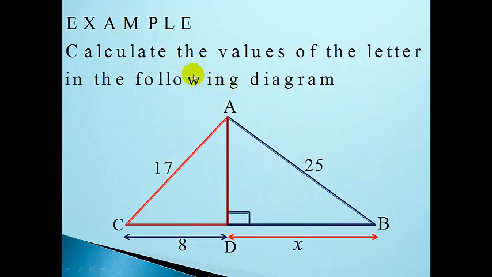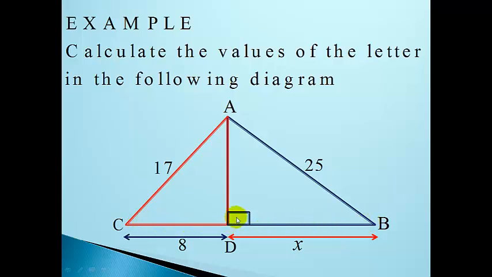Now let's look at this problem. Calculate the values of the letter in the following diagram. Considering this diagram, A, D, B is a right angle triangle. This is a 90 degrees angle. We know that CB is a straight line, and the angle a straight line makes is equal to 180 degrees. That is, the sum of angles on a straight line is equal to 180 degrees.